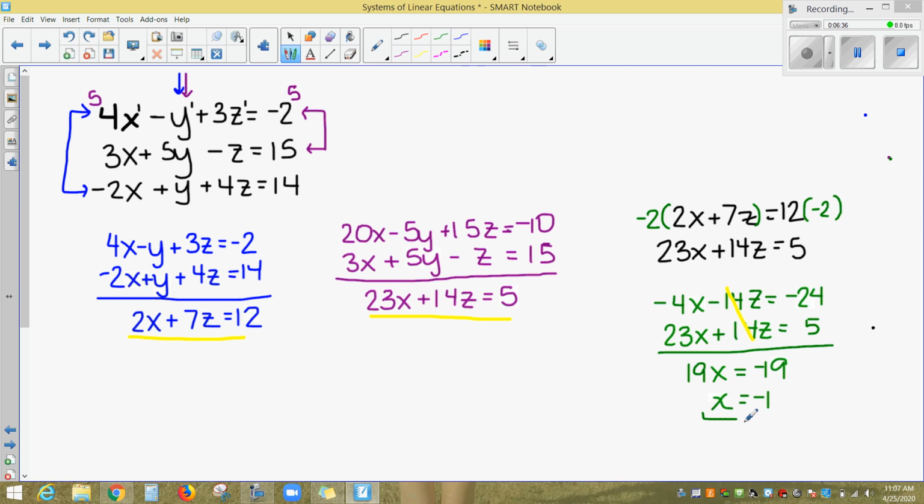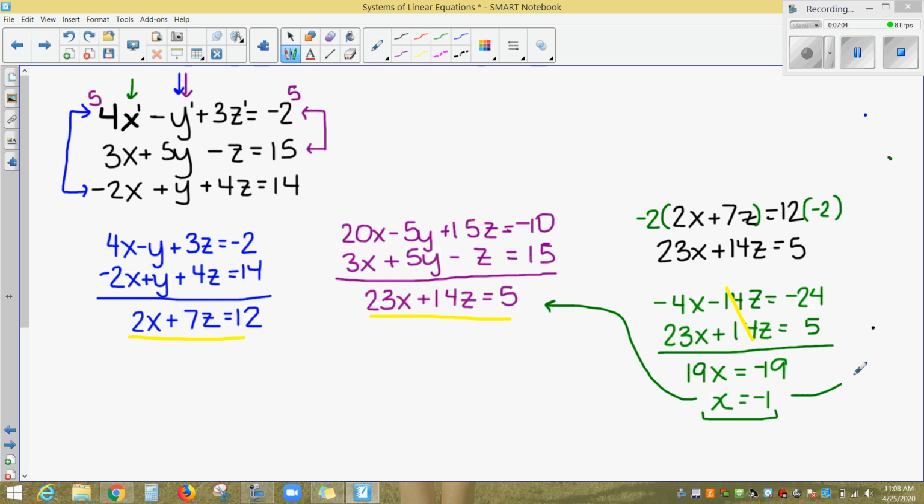Now once I know that x equals negative 1, I know I have to start going backwards and figuring out what the y's and the z's are that go along with it. Now some students try to go all the way back up here and plug in the negative 1 into these equations. If I do that, I still have two letters in each of those equations. So we're going to do what we call back substitution, meaning I'm just going to go back to the step that I just came from.